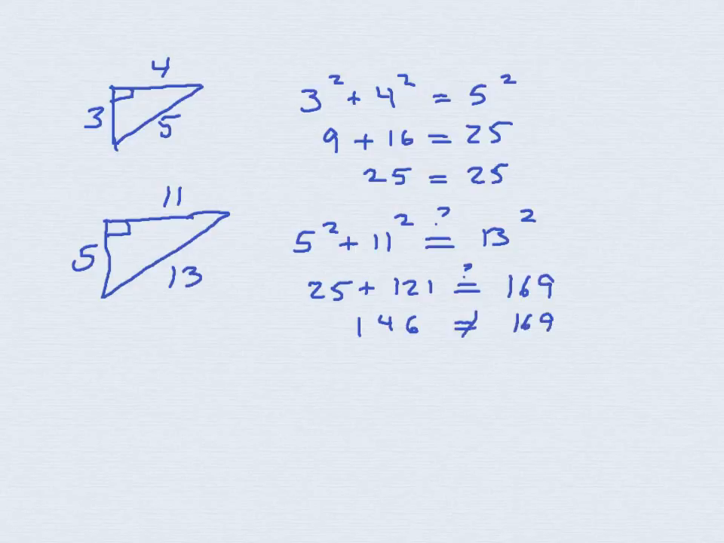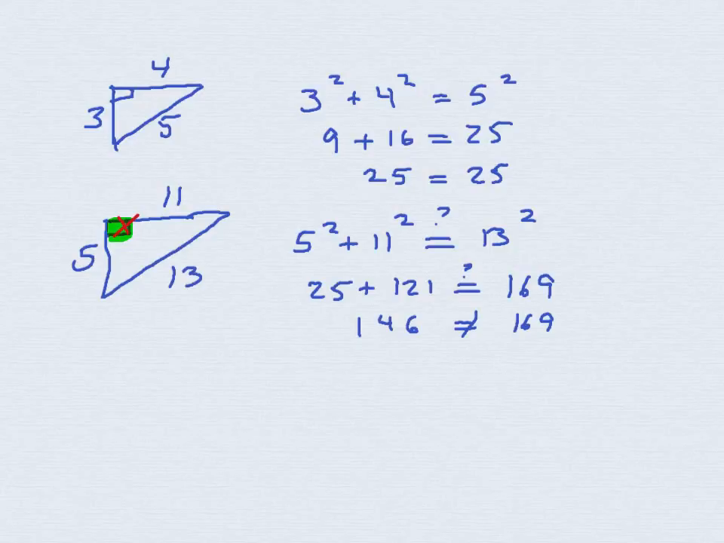So what does that tell us? It tells us that the angle inside the triangle is not a 90-degree angle. That was incorrect to mark because it's not a right angle triangle. And you can say that by mathematically proving that the sum of the squares of the legs did not equal the square of the hypotenuse.